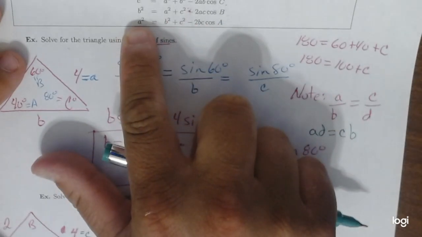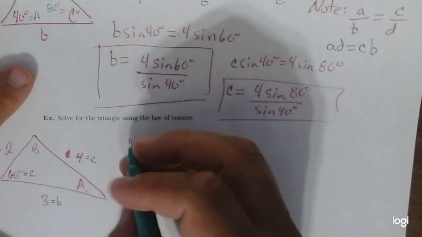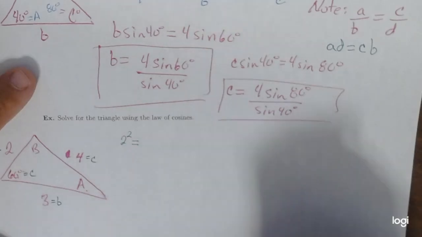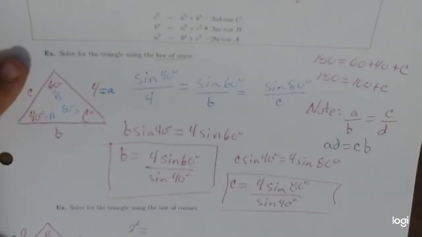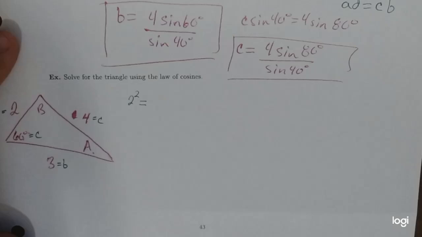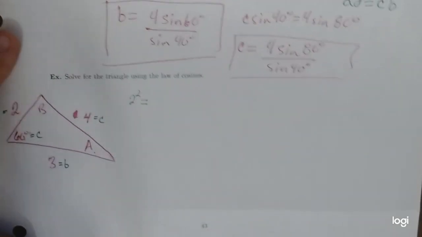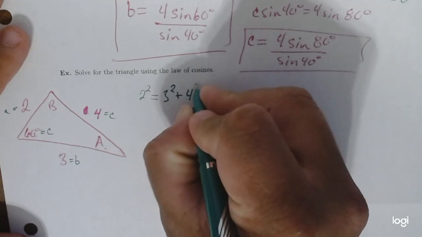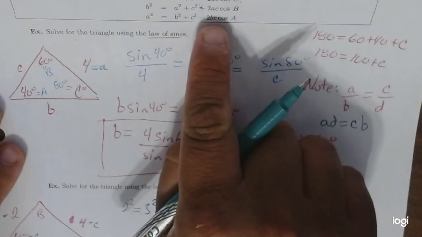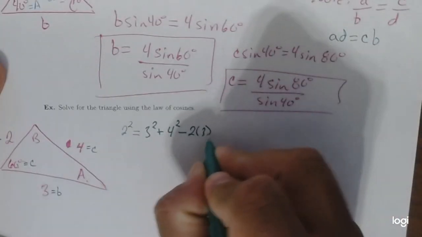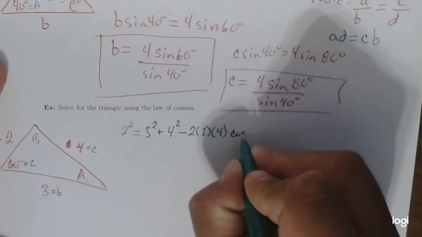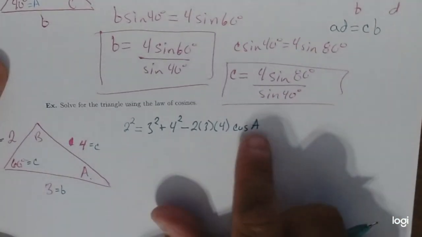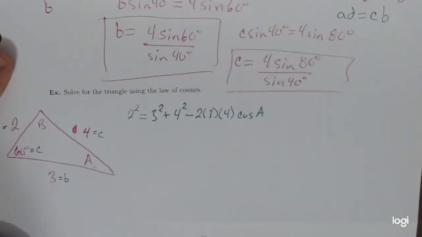So this is side A squared is equal to, so side A squared, so that's 2 squared, is equal to B squared plus C squared. So B squared, so B is 3, so that's 3 squared plus C squared, which is 4 squared, minus 2 times B times C. Let's see what that means. So B times C, so B was 3, C was 4, times cosine of A, right? That's what we're looking for. The angle it's going to make. And now we literally just solve for A.